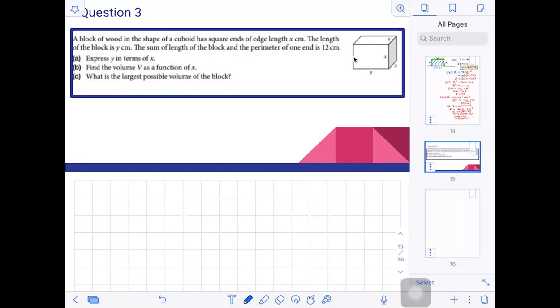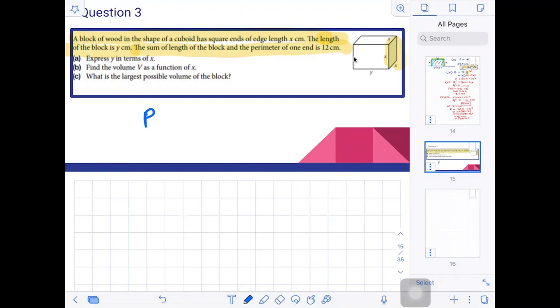Okay, so we're just going to look at this one here. This is a box. So what's it say here? A block of wood is in the shape of a cube, square ends. So there's the square ends. The length of the block is y. The sum of the length of the block and the perimeter at one end is 12 centimeters.